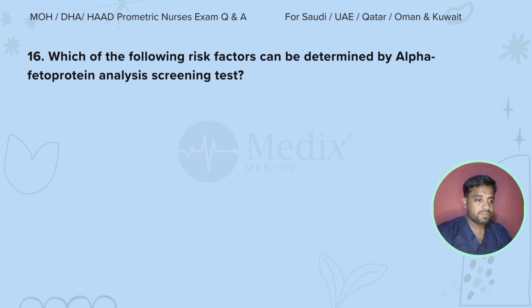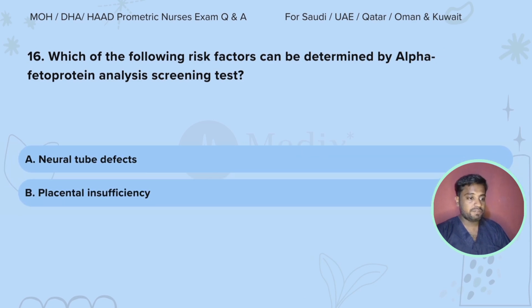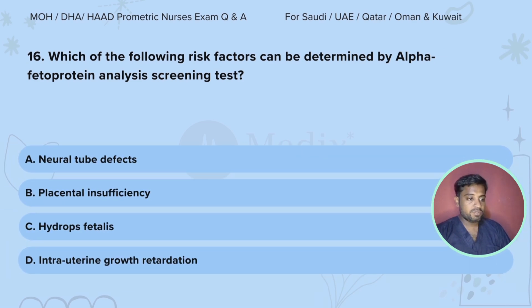Which of the following risk factors can be determined by the alpha fetoprotein analysis screening test? A. Neural tube defects. B. Placental insufficiency. C. Hydrops fetalis. D. Intrauterine growth retardation.